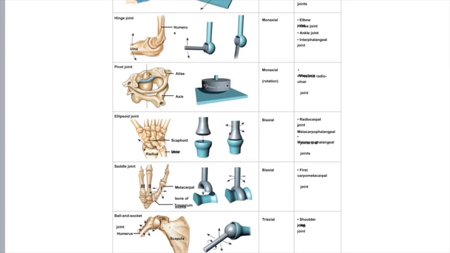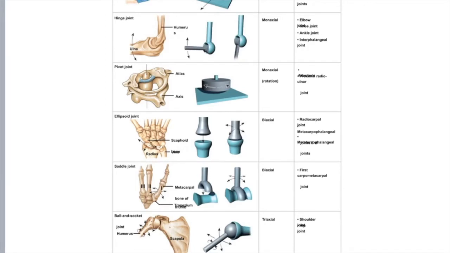We have a gliding joint, a hinge joint, a pivot joint, and, oh, I see, ellipsoidal joint, which we now call condylar. This is an old slide. We have a saddle joint, and we have a ball and socket joint. So in your notes, does it say ellipsoidal? Yeah, it does. Cross it out and put condylar.